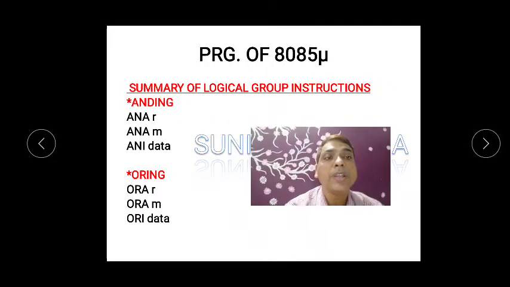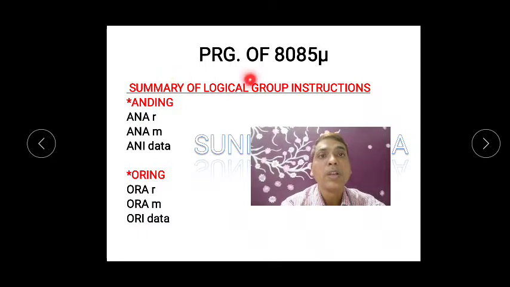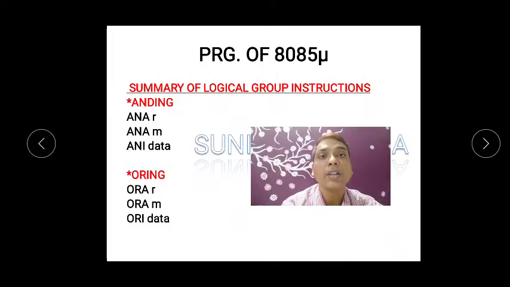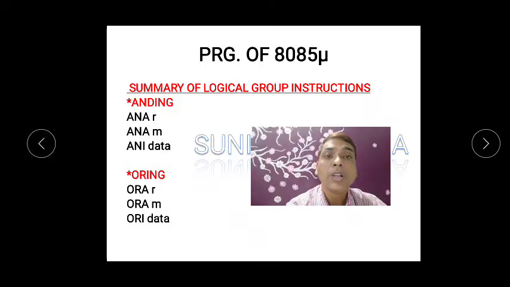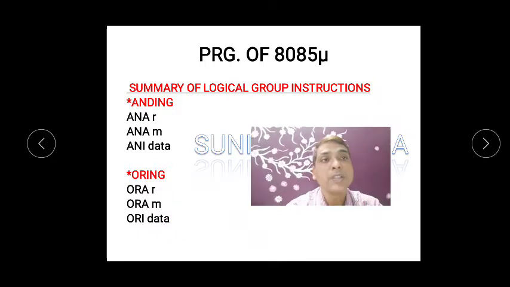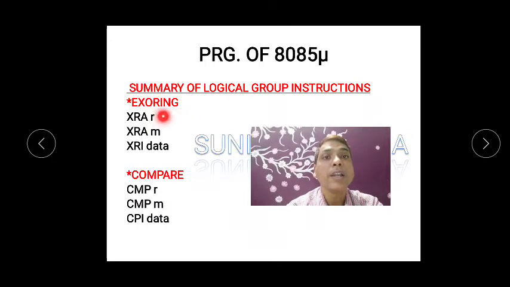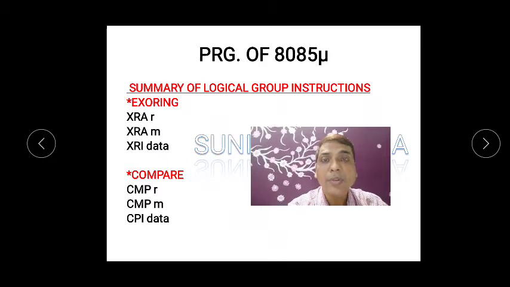That's why I made a summary. Summary of the logical group. ANDing: in the previous slide we have already seen ANA R, ANA M, ANI data. Everything depends upon your truth table. In this case, 1 into 1 is 1, rest everything is 0. Then ORing: ORA R, ORA M, ORI data. In this case 0, 0 is 0, rest everything is 1. Then XOR: XRA R, XRA M, XRI data. If the values are same, your output is 0. If your values are different, your output is 1.